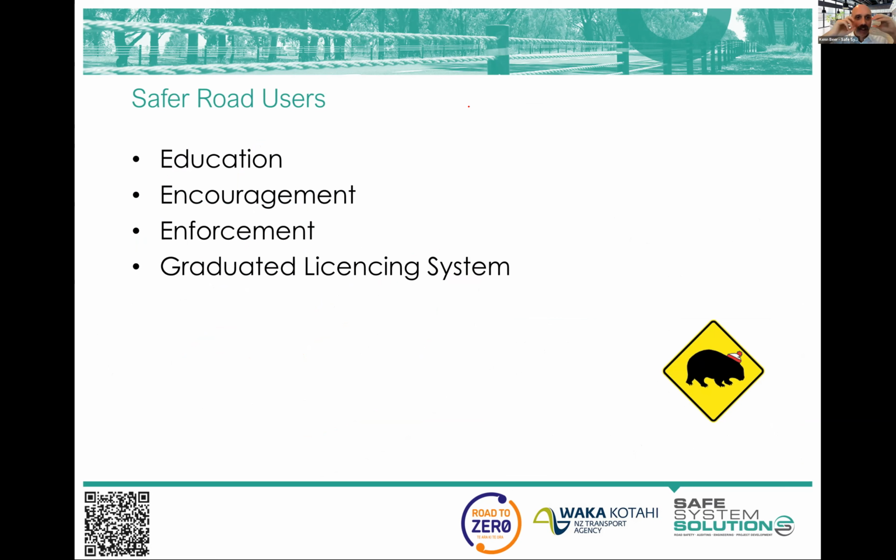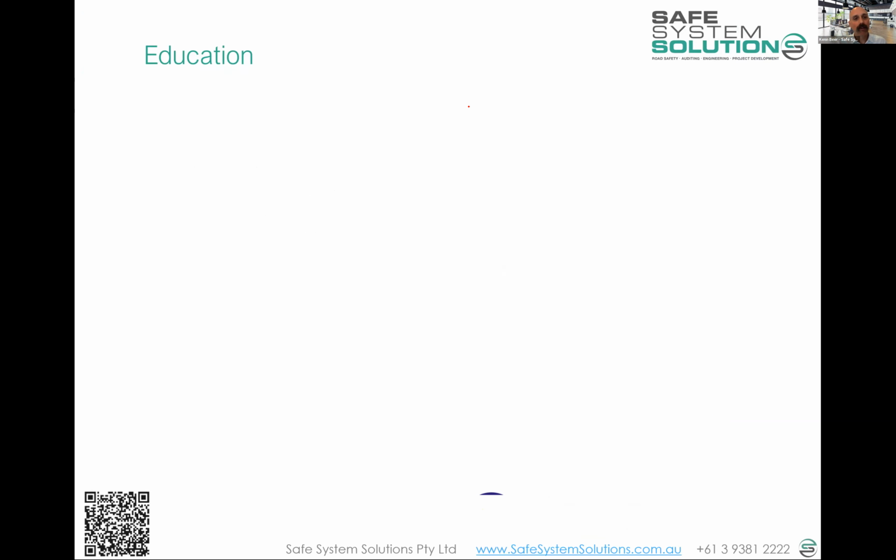Like, how do we get more improvement out of drivers, riders, walkers, and the like in terms of road safety? Because it's going to be something we continue to do. We are absolutely in the space of recognizing the limitations of this now. Right? This is not the be all and end all. This is not going to solve our road safety issues, but it's something we continue to do. The things we know work are some education, encouragement, enforcement, and some sort of entry into the system. And I've put graduated licensing there. Let me talk through these briefly.